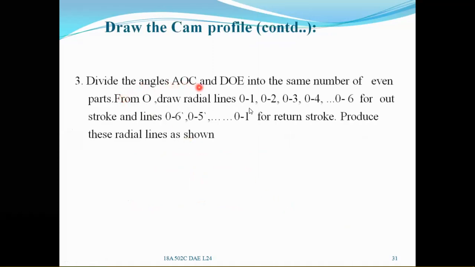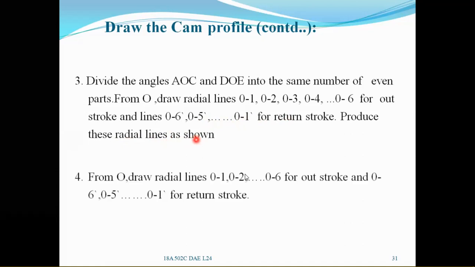Divide the angles AOC and DOE into the same number of even parts. From O, draw radial lines O1, O2, O3, O4, up to O6 for the outstroke. Similarly O6 dash, O5 dash, up to O1 dash for the return stroke. Produce these radial lines as shown in the figure. The return stroke is the same as in the outstroke.